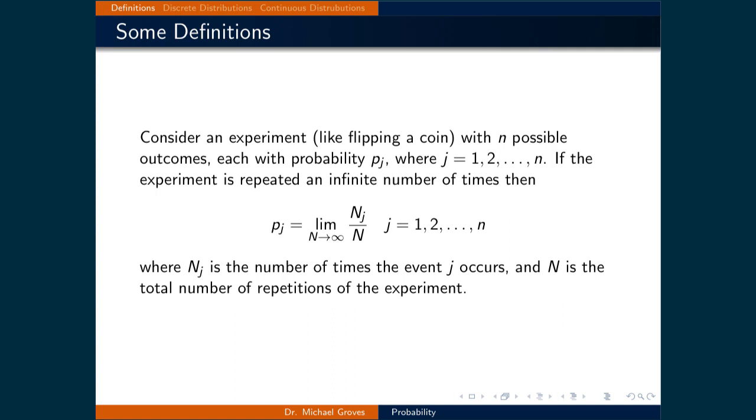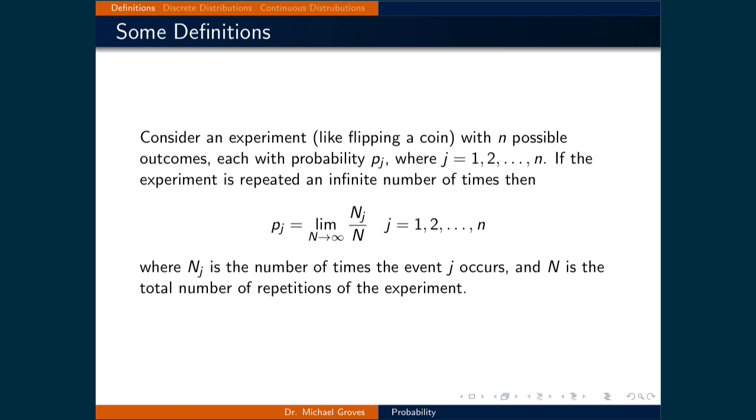Consider an experiment such as flipping a coin, with n possible outcomes, each with a probability p sub j of occurring, where j could be 1, 2, and so on up to n. In this case, j represents each outcome. So for the coin example, j is only equal to 1 or 2 since there are only 2 sides to a coin. If the experiment is repeated an infinite number of times, then the probability of an event j occurring is the limit as n goes to infinity of n sub j over n, where again j is just an integer that defines which event we're talking about.